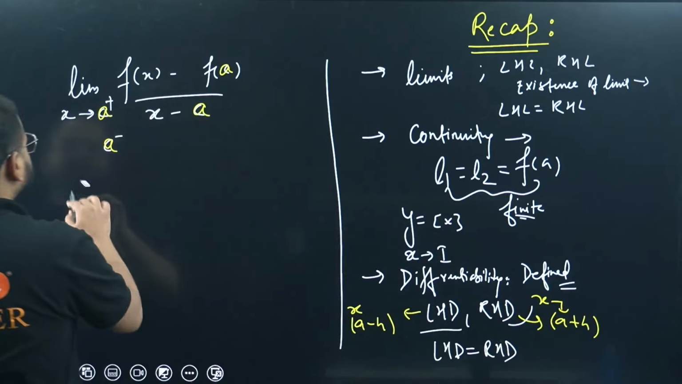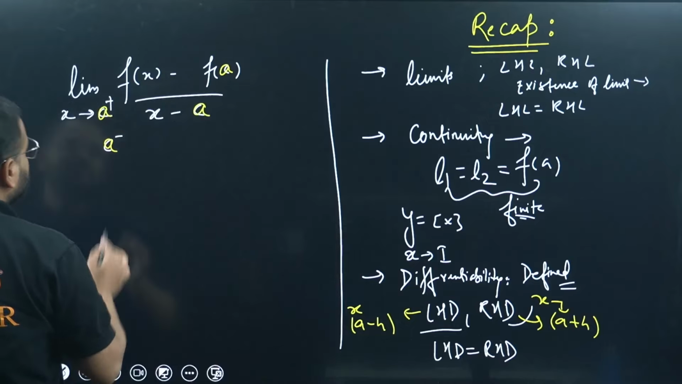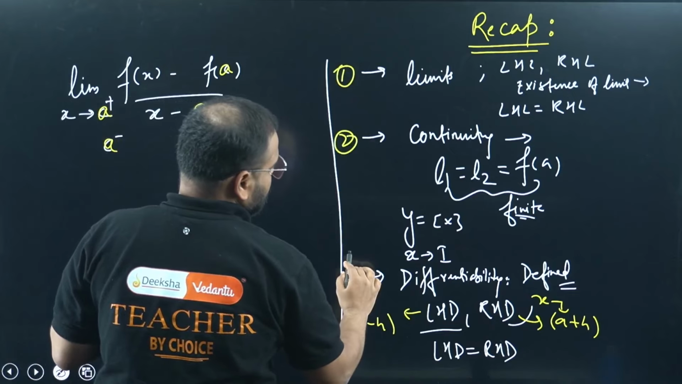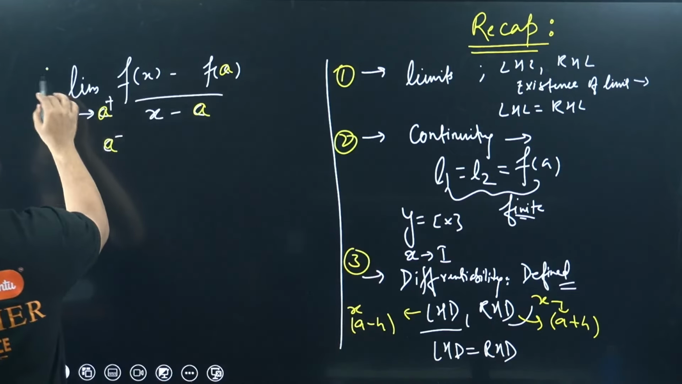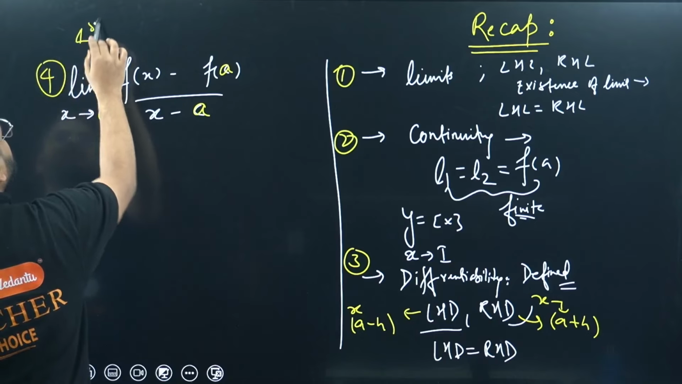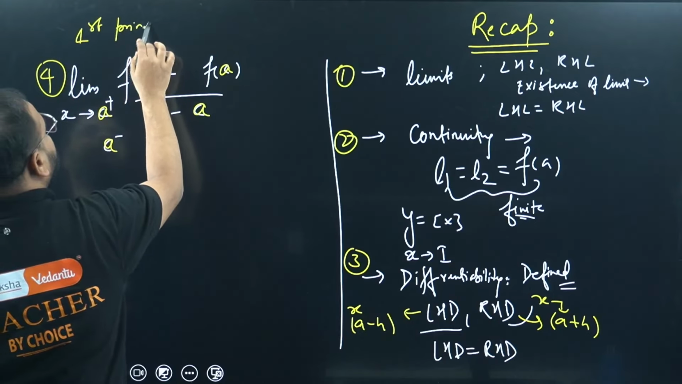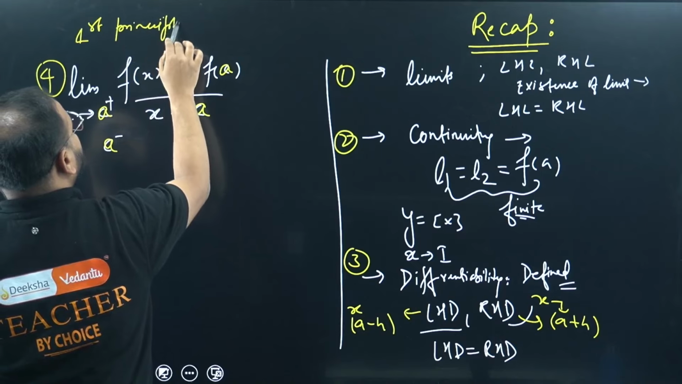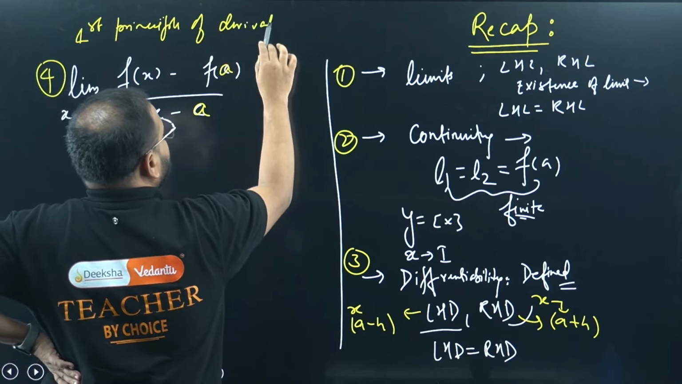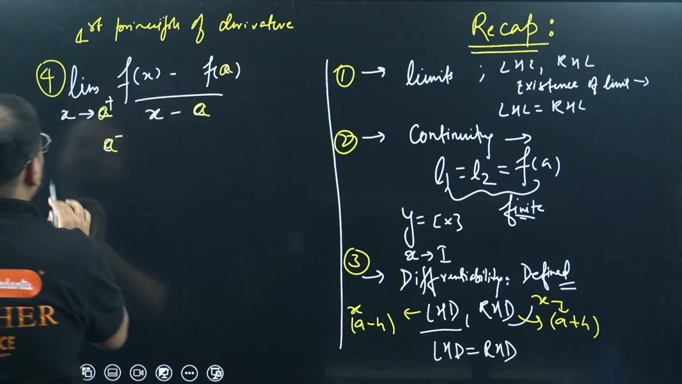So what was the last part? This was 1, 2, 3, 4. Okay, the same thing. This is the first principle of derivative. Remember this, first principle of derivative, correct? And what was the last one I said?